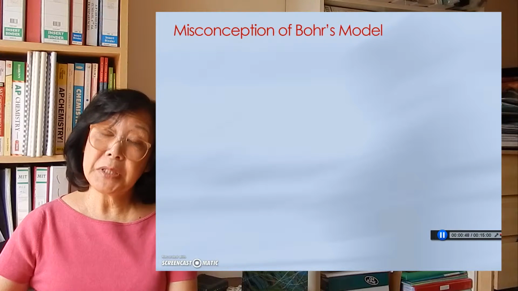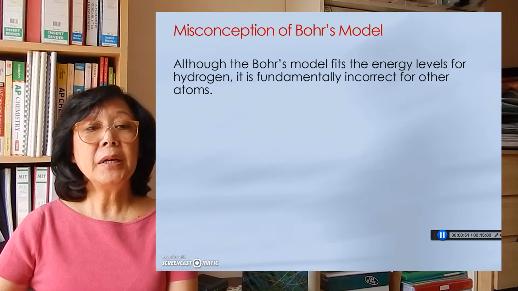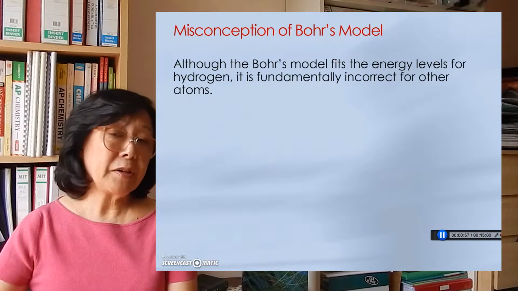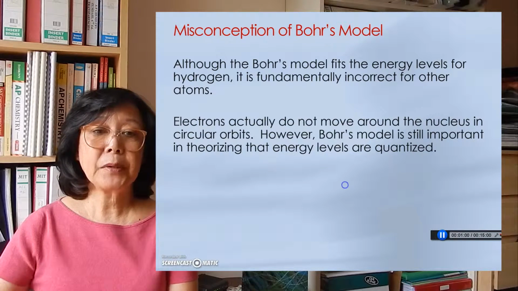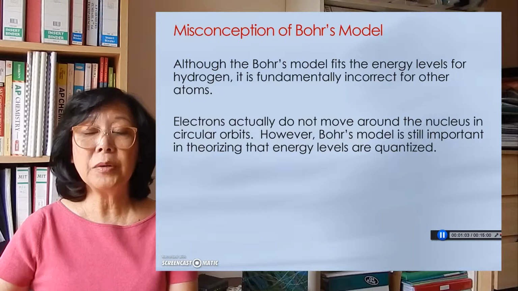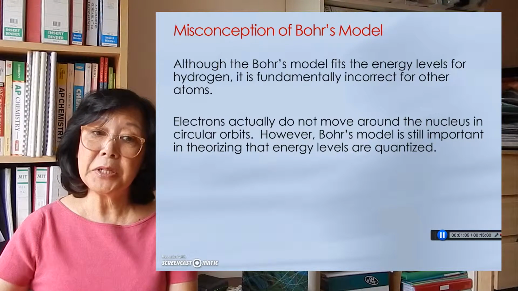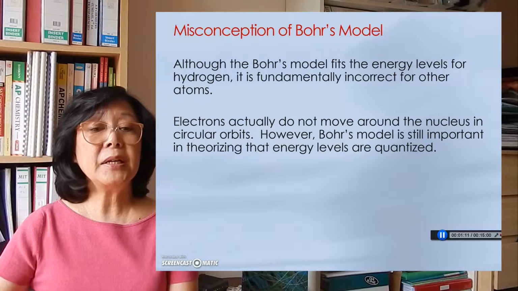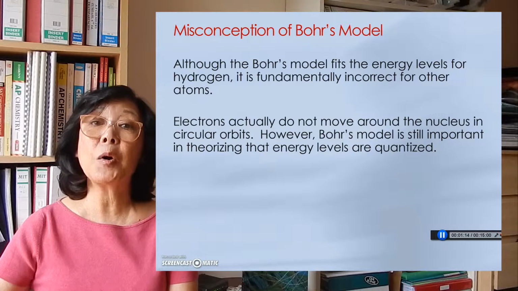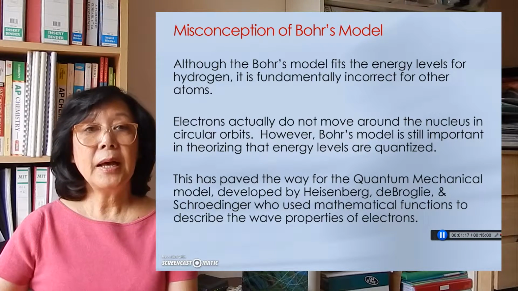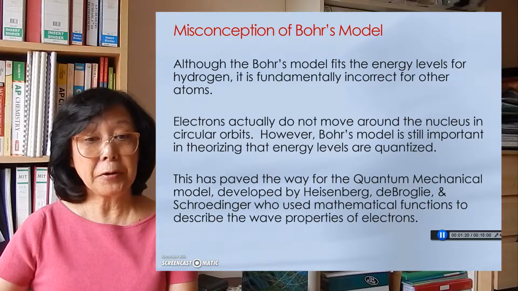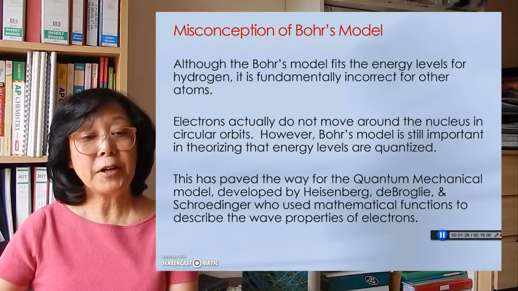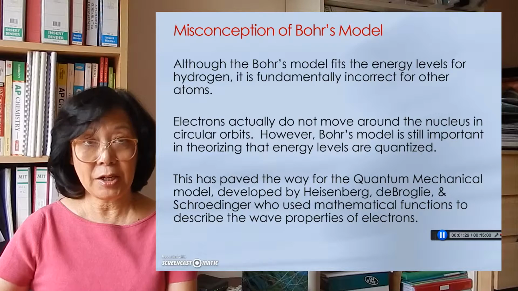Now, in the Bohr model, there are misconceptions. Although he is correct about describing the energy level for hydrogen, it is fundamentally incorrect for other atoms. Electrons actually do not move around the nucleus in circular orbits. But the Bohr model is still of great value to us today because he made the theory that energy levels are quantized. And that has paved the way for the quantum mechanical model developed by Heisenberg, de Broglie, and Schrödinger, who used mathematical functions to describe the wave properties of electrons.